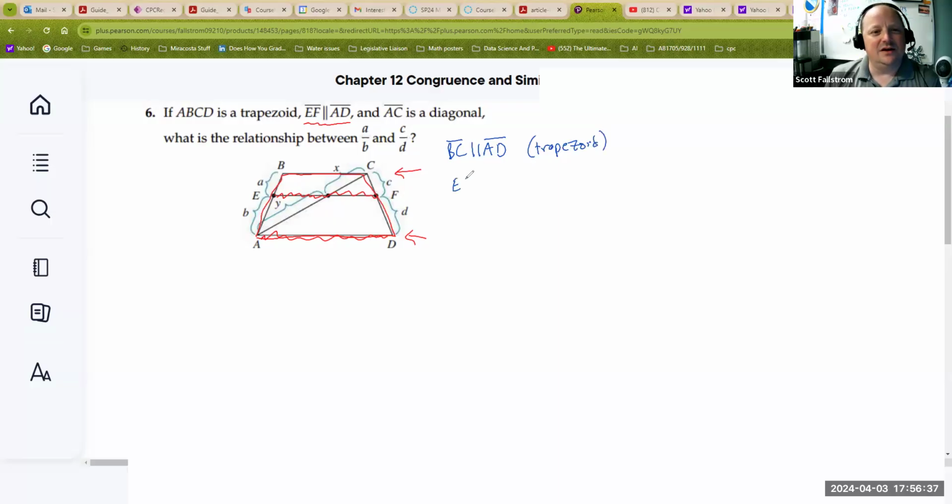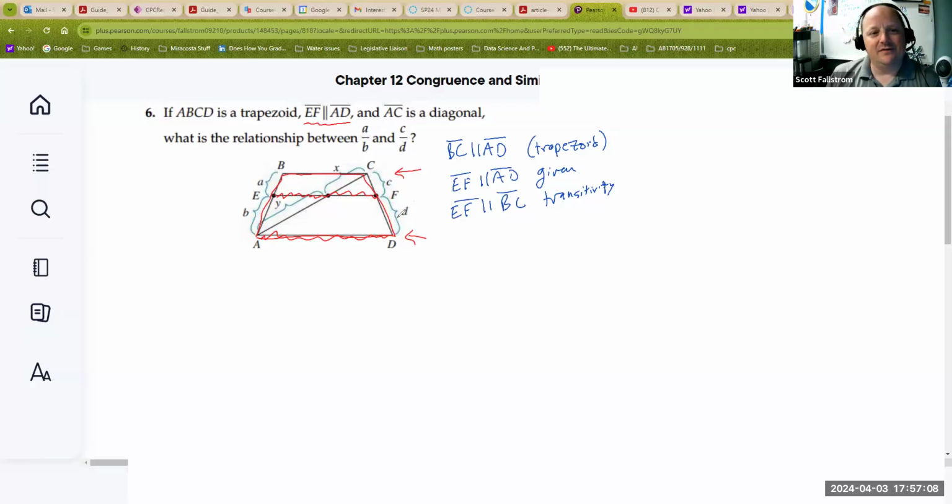And EF is parallel to AD, and that's given, which also means that EF is parallel to BC, right? And that's by transitivity. If A is parallel to B, and B is parallel to C, then A is parallel to C. By the way, the book did at some point say a line is parallel to itself for the purposes of transitivity. So it does hold. Okay, and then AC is a diagonal.